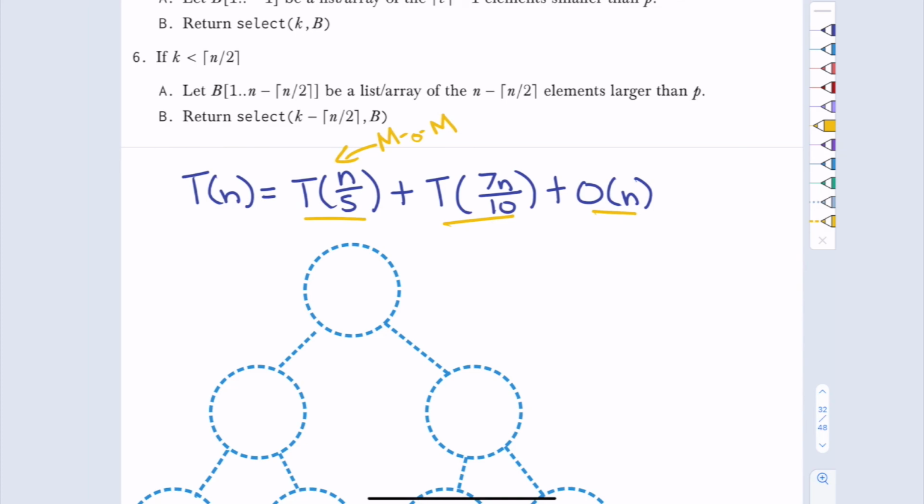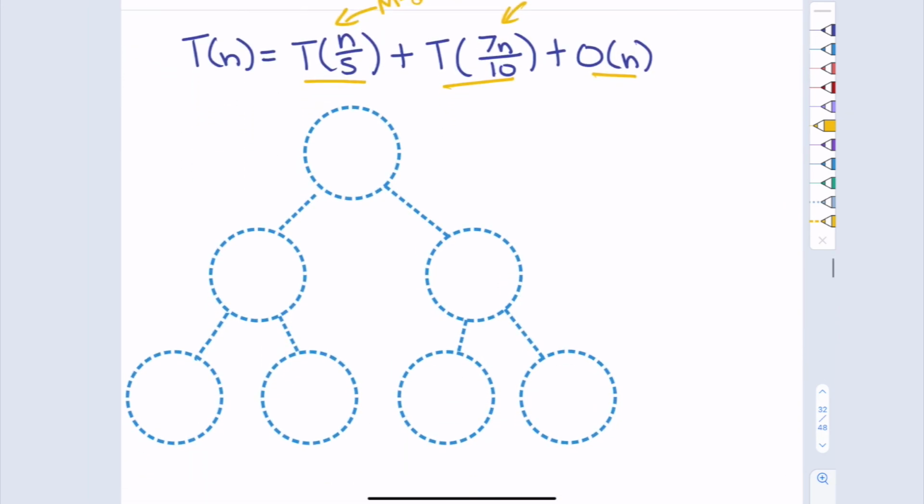Either getting rid of the bottom 3n over 10 or the top 3n over 10. In the worst case, we get luckier, and then we recursively go into that side. So that's where we get 7n over 10. A little different from before because we have 2 recursive calls, plus linear work. So maybe here's a good example that will display the robustness of recursion trees.